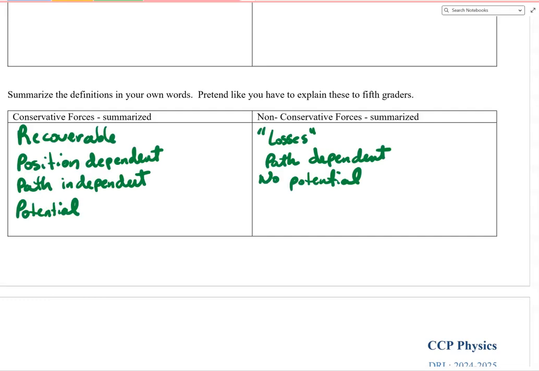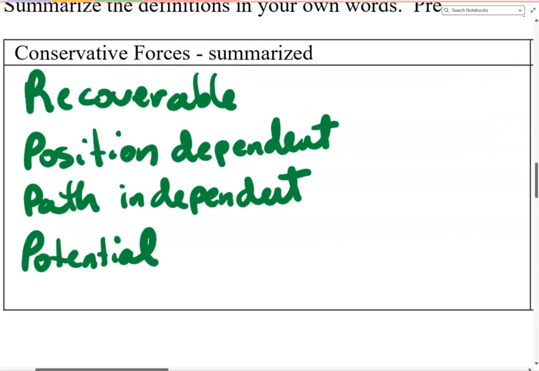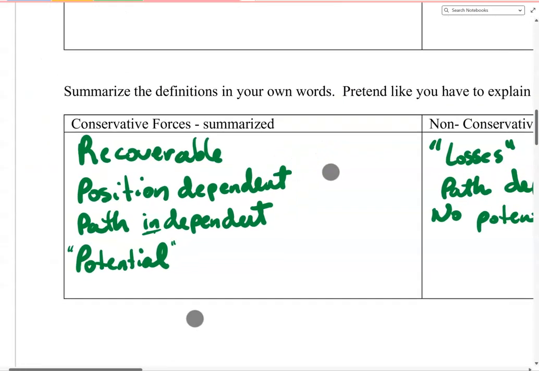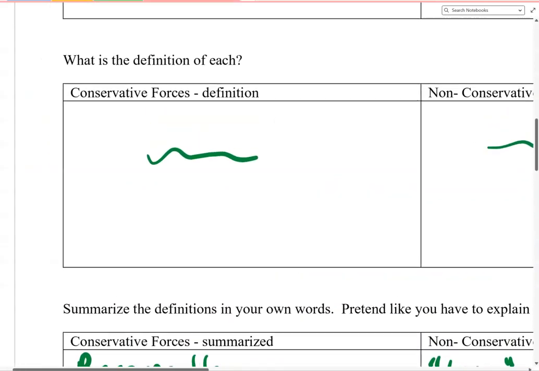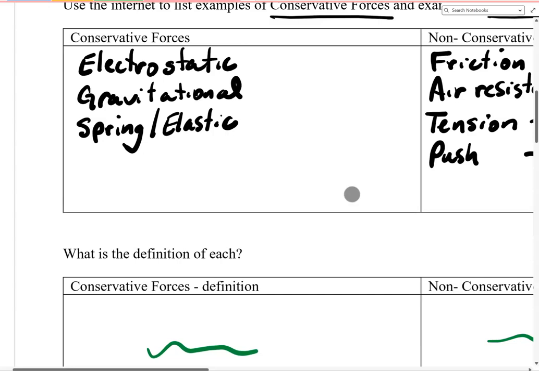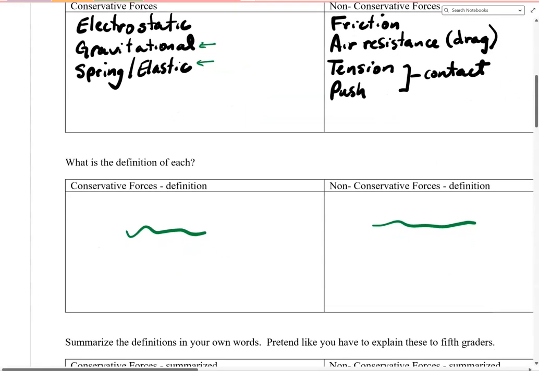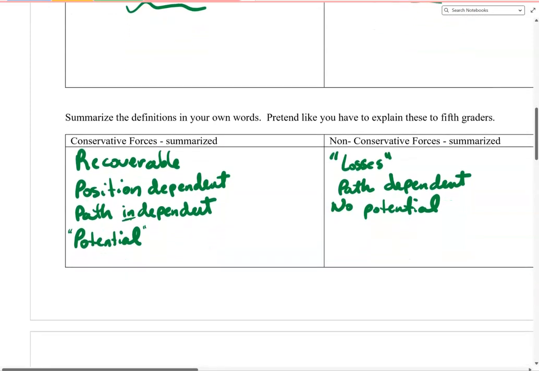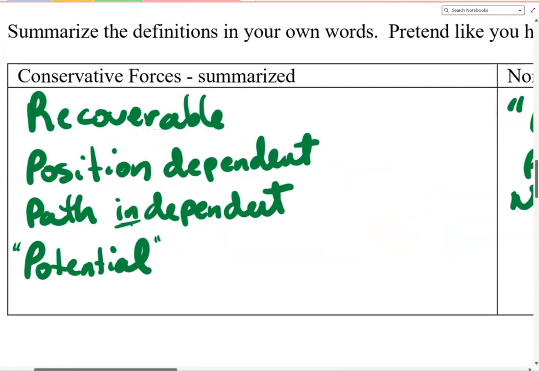The way that I would probably summarize conservative forces is that conservative forces are recoverable, they're position dependent but path independent, and there's this phrase, potential energy, associated with conservative forces. Now in our class, we're going to be spending a lot of time talking about gravitational potential energy and a little bit of time talking about spring or elastic potential energy. We won't be talking about electrostatic potential energy here, or forces for that matter.